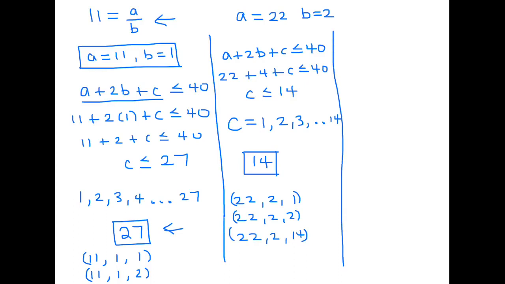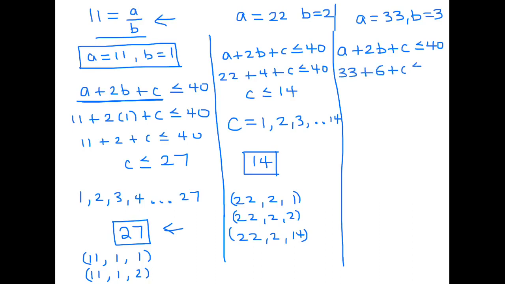Now let's see if we have any more. How about a is equal to 33 and b is equal to 3? That would, of course, satisfy that equation. Now let's see what we get for this equation. a plus 2b plus c is less than or equal to 40. So we have 33 plus 6 plus c is less than or equal to 40. So c is less than or equal to 1. So in this case, we only have one value.